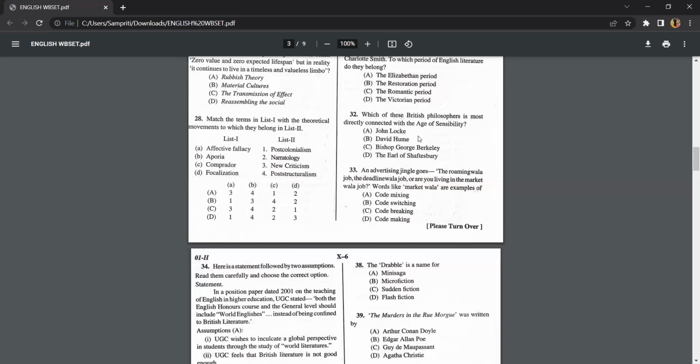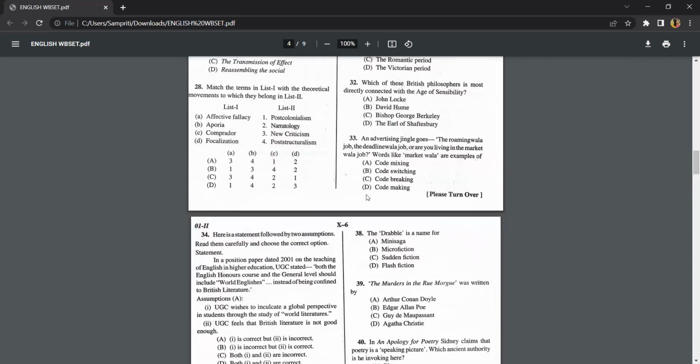David Hume. Yes, David Hume's books were written after the 1740s. So David Hume is the correct answer. Berkeley was not the correct answer, of course, and Shaftesbury was from the age of Restoration, in the age of Dryden. So D is also not the correct answer. So 32B is the correct answer.